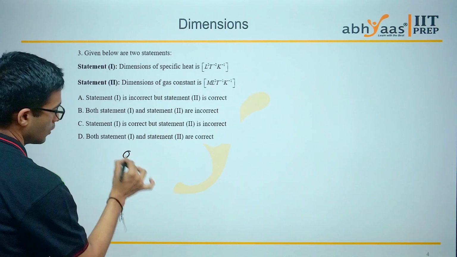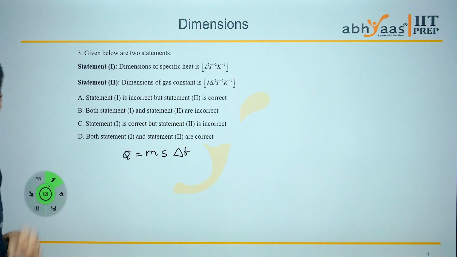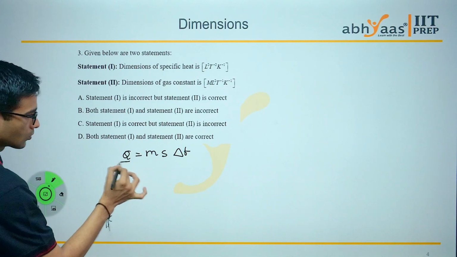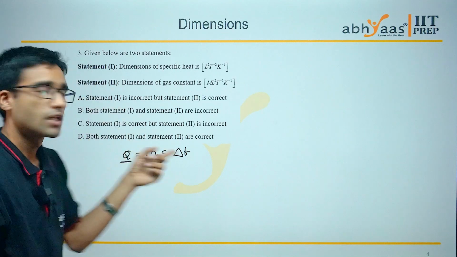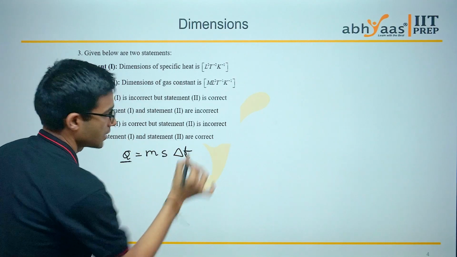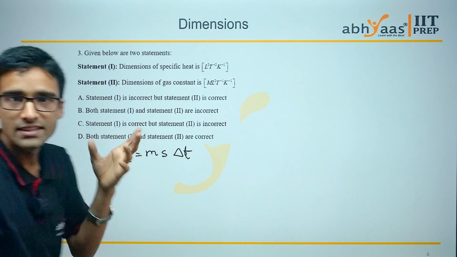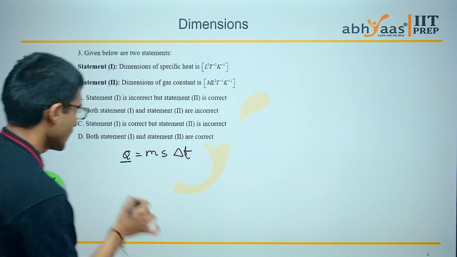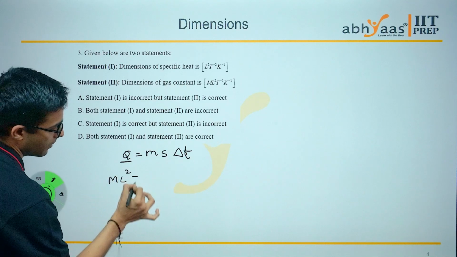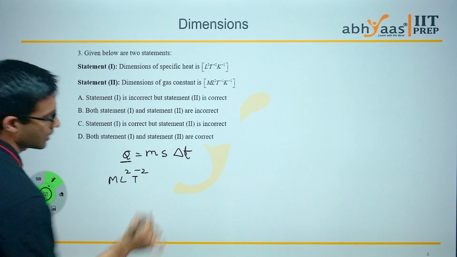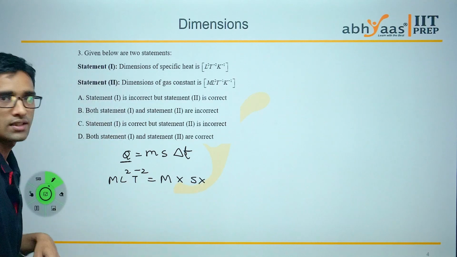So Q is equal to m s delta T. What is this Q? Q is heat. Heat is equal to mass into specific heat into delta T. Delta T is a change in temperature. Just now I told Q is energy, heat energy. That can be written as, just by seeing the previous slide, M L square T power minus 2 is equal to m into S into delta T.